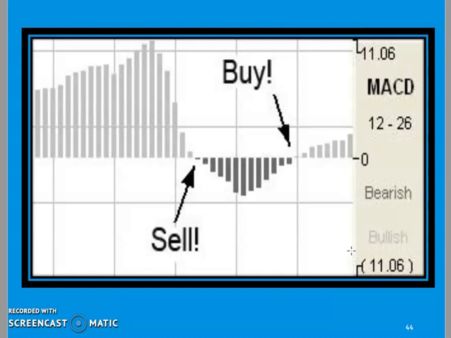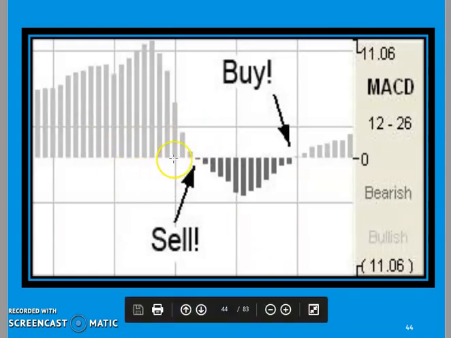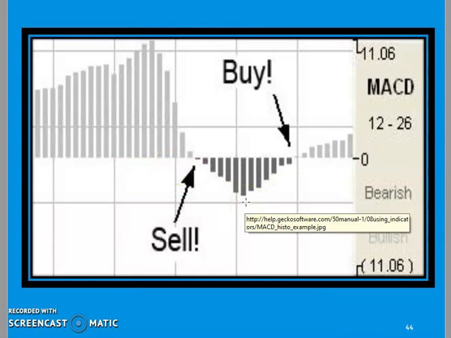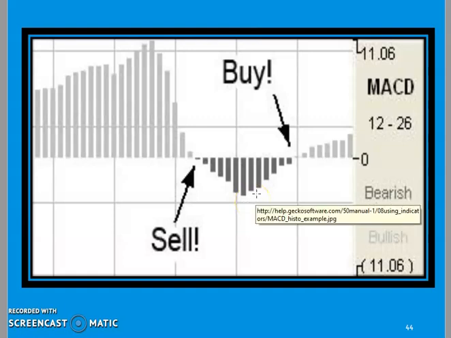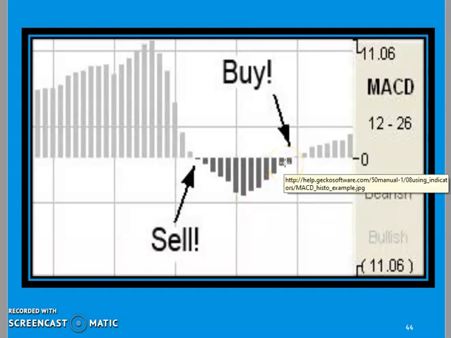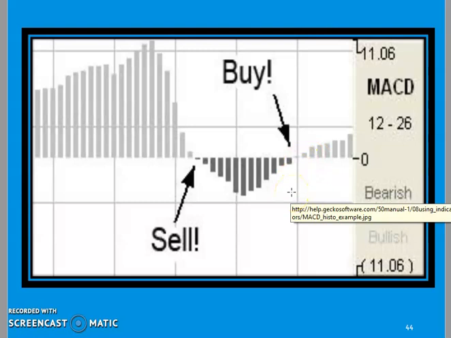The third crossover rule for MACD is by looking into the histogram. So this is the histogram. The histogram basically shows the momentum of the price movement. Whenever you see the histogram closest to the zero line, it shows that the momentum has decreased and started to change its direction.